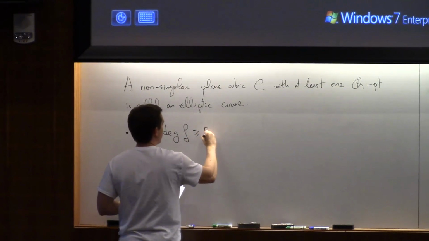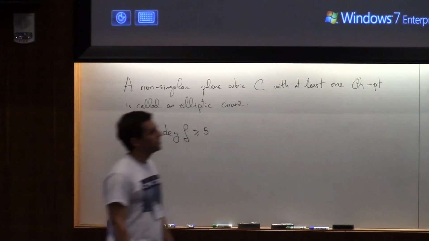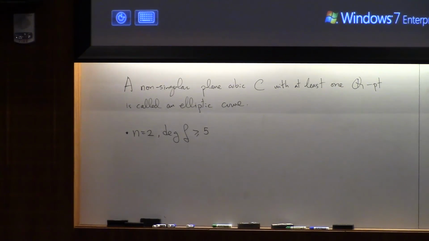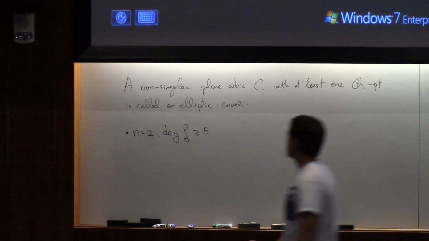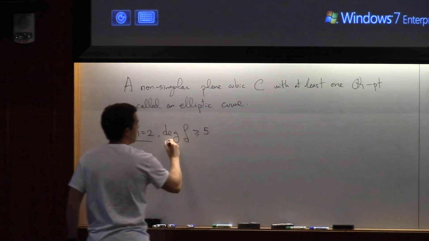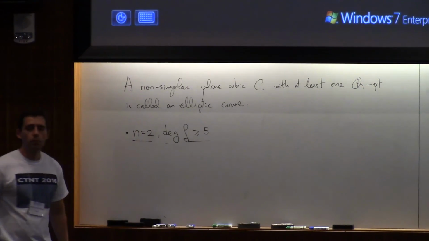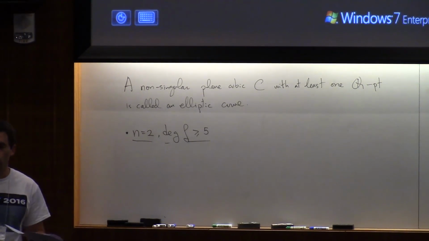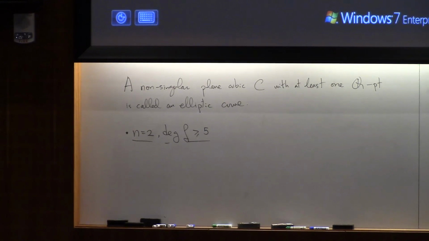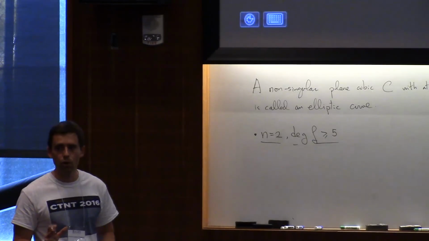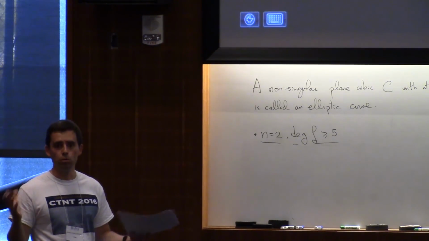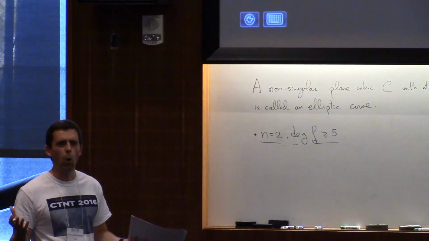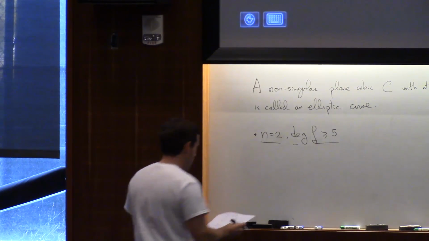I'm actually going to put 5 here because sometimes some plane cubics with degree f 4, those are also elliptic curves. So the thing is that beyond what you realize at this point is that you've been looking at the wrong invariant. The degree of f is not the right thing to look at, it is the number of holes this curve has. Oh, what are you talking about?